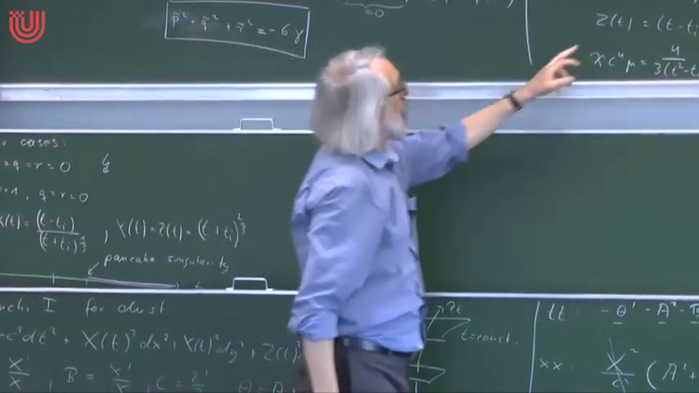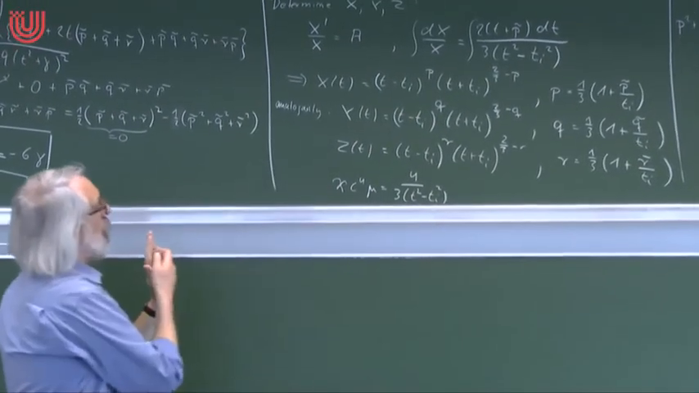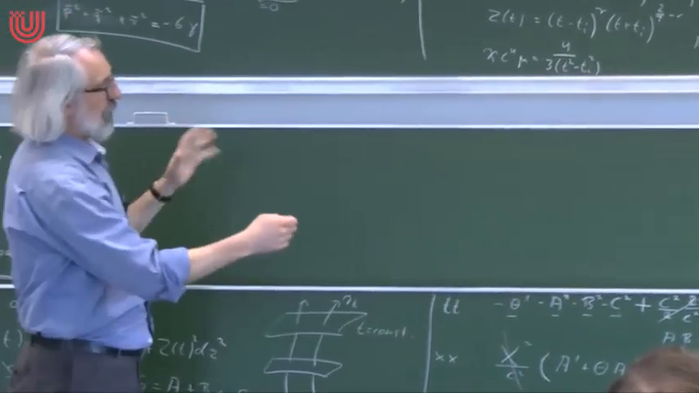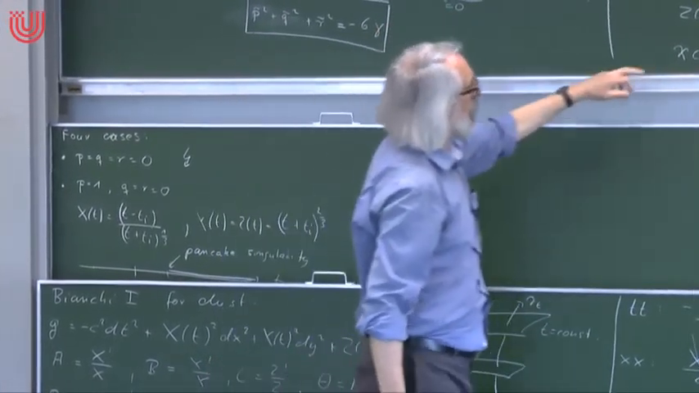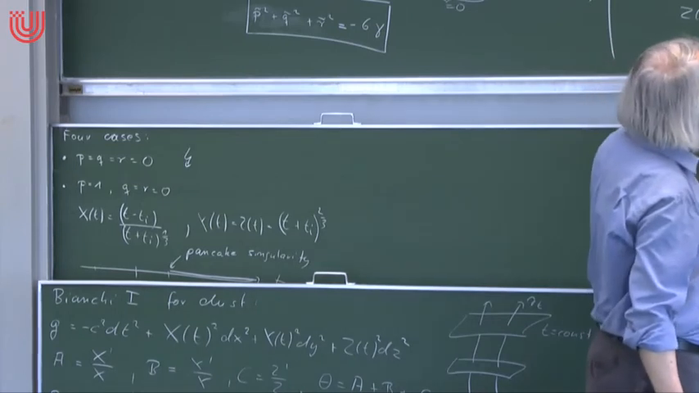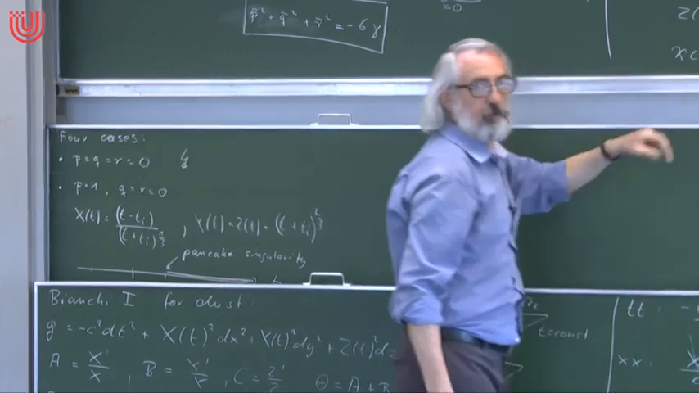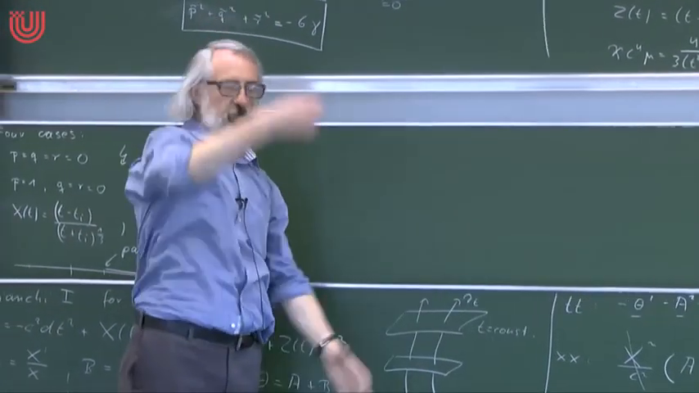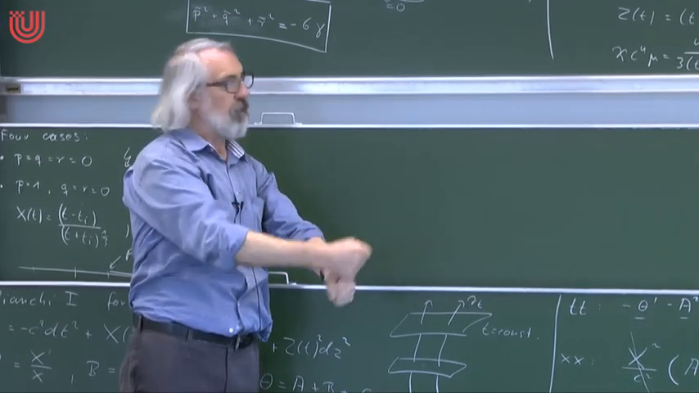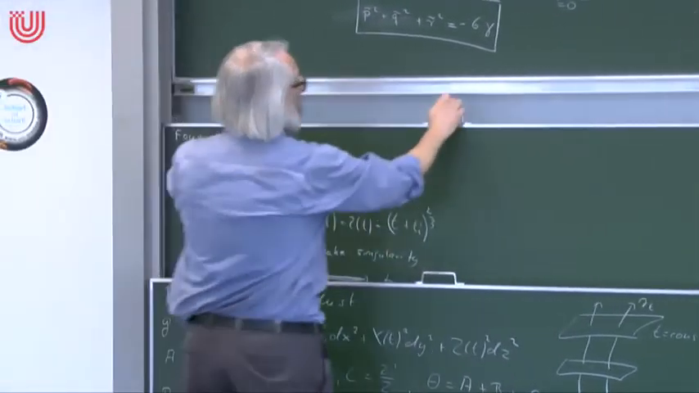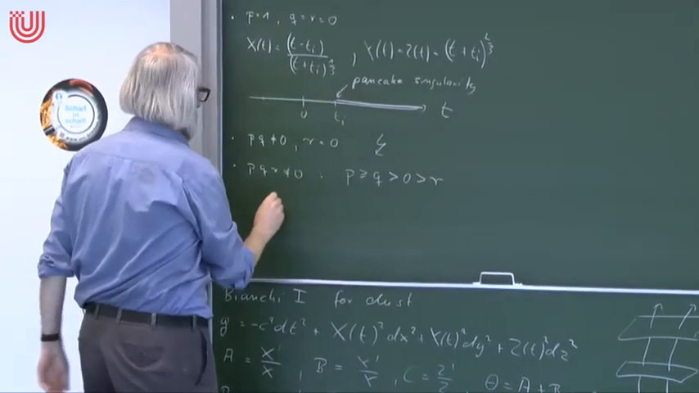Because if the exponents are positive, then this goes to 0 if ti is approached from above. So the x and the y direction shrink to 0. But in the other direction, it goes to infinity. Because r is negative, I have the t minus ti in the denominator, so this goes to infinity. So the z direction is stretched, x and y is shrunk. And that's what we discussed already for the vacuum case. It's the vacuum behavior for the Bianchi 1 models, and this is a cigar singularity.